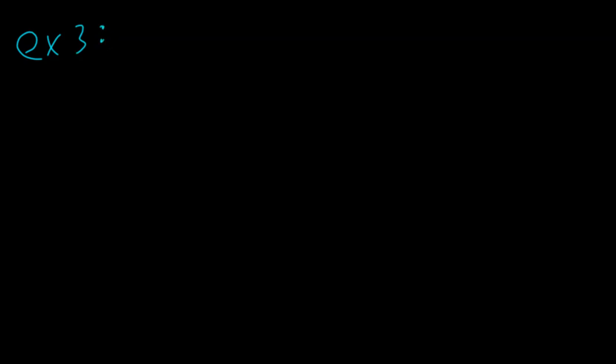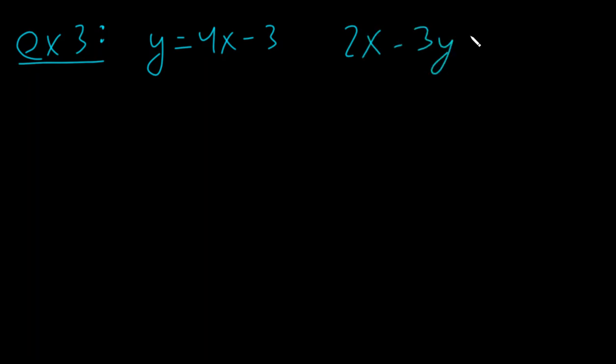I'm going to show you an example where they are neither parallel nor perpendicular. So let's say something like this. Let's graph y is equal to 4x minus 3, and then let's go ahead and graph this one: 2x minus 3y is equal to 3. Okay, two very simple functions, and we're going to see, are these parallel, perpendicular, or neither?